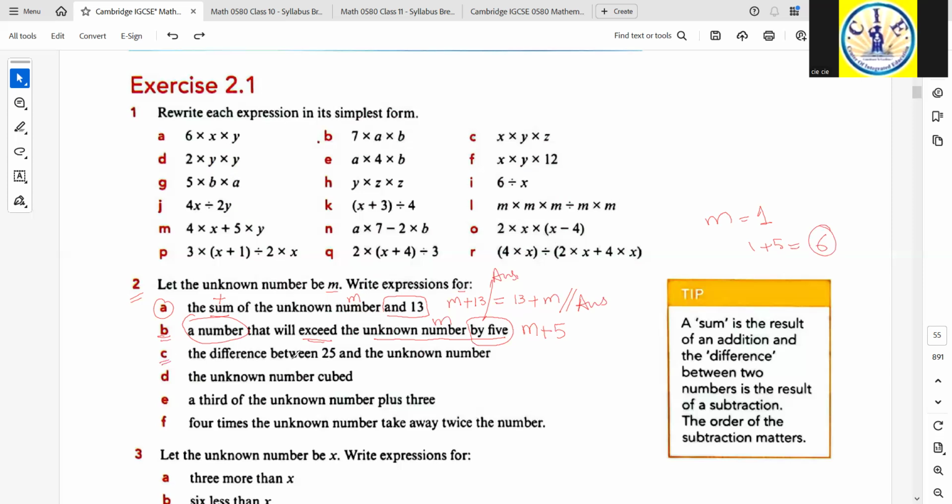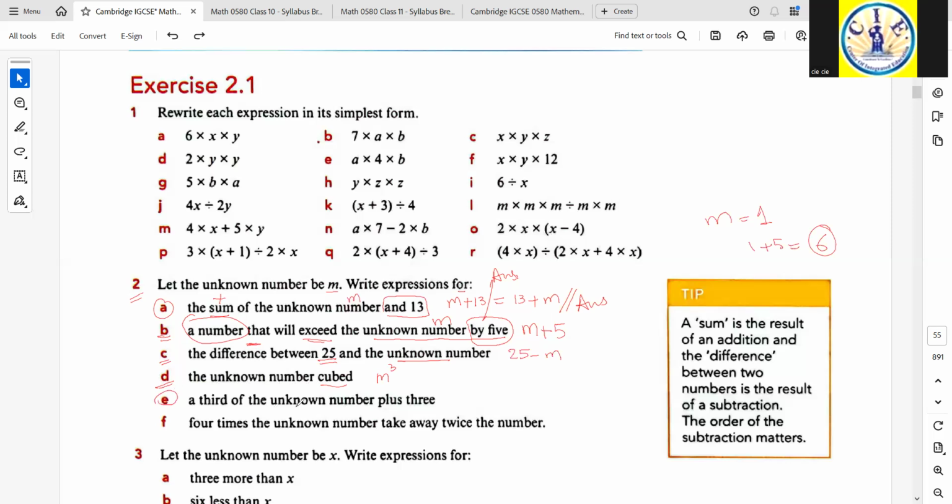Now part C, the difference means subtraction between 25 and the unknown number. So this could be 25 minus m. That means the unknown number m being subtracted from 25. So which means the difference between 25 and the number m. Okay. Now part D, the unknown number cubed. So m cubed, that is so straightforward.